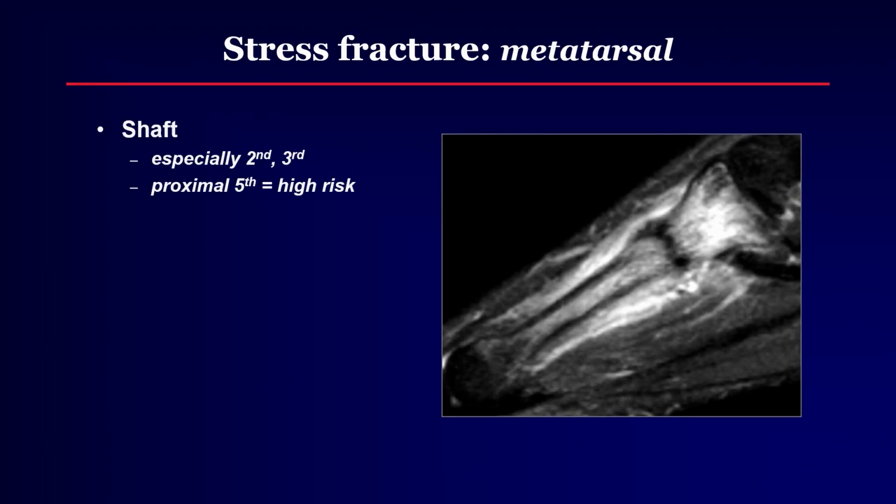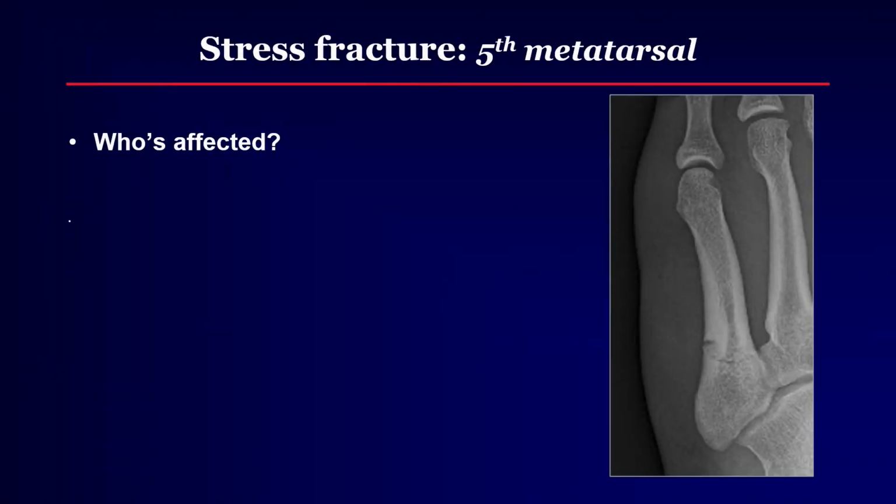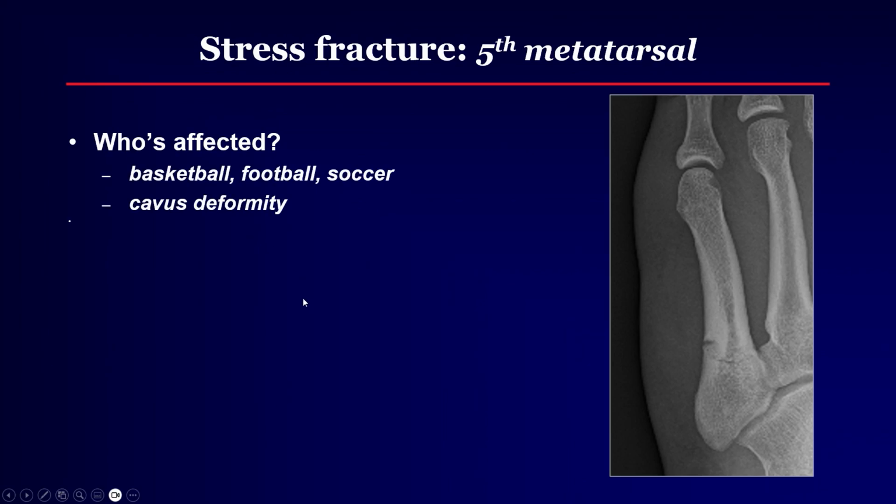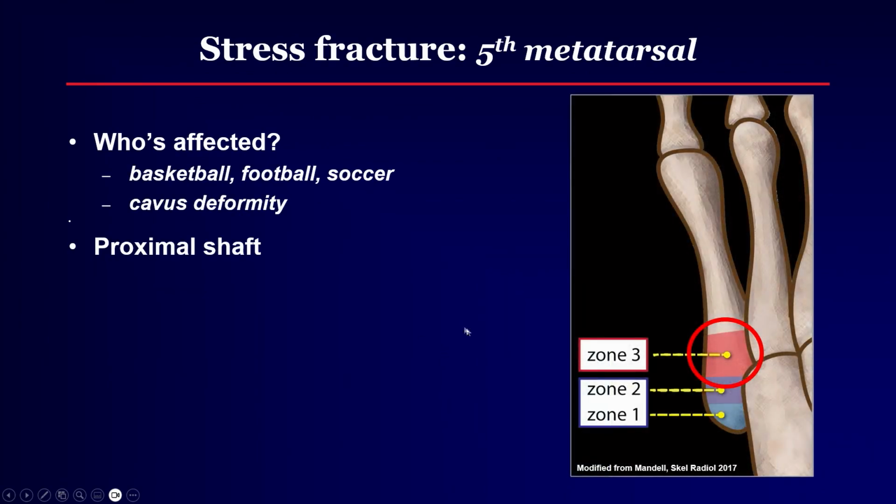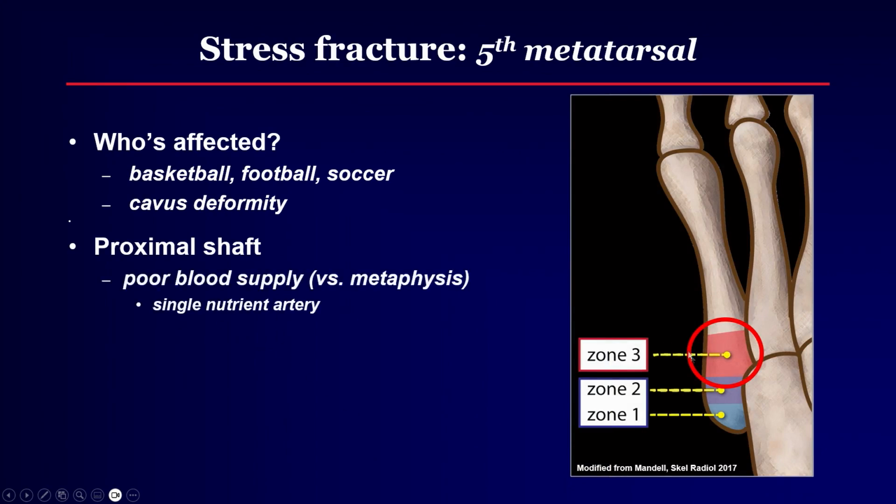All right, shaft metatarsal, those are easy, relatively easy, but the fifth, why is that high risk? That's kind of crazy. All right, well, who's affected? Guess what? Everybody. Cavus deformity sometimes puts extra stress there, but it's in the proximal shaft. And why are these high risk? Because they're in zone 3, which means this is the hypovascular area. Sorry, this is very poor blood supply. So they're weaker there, they get delayed and non-union.